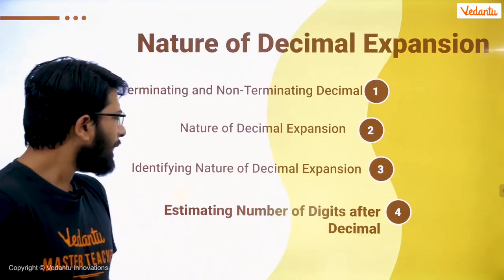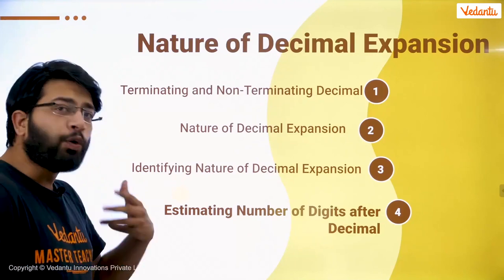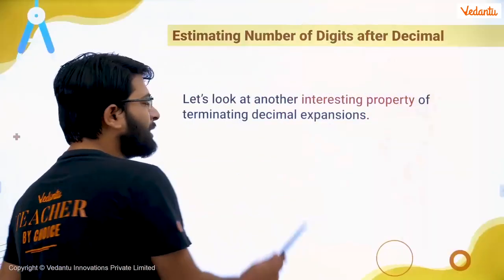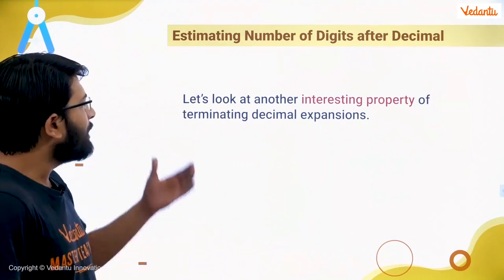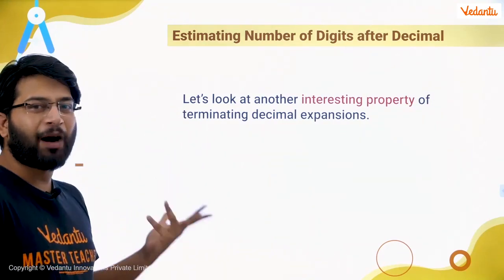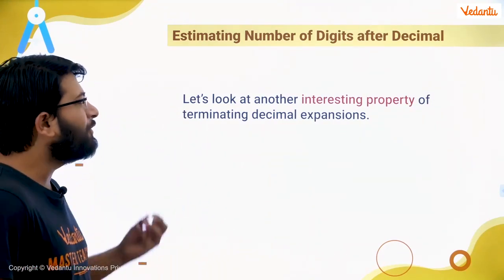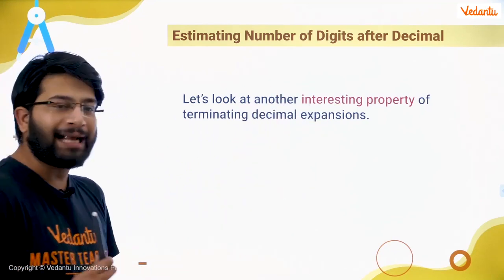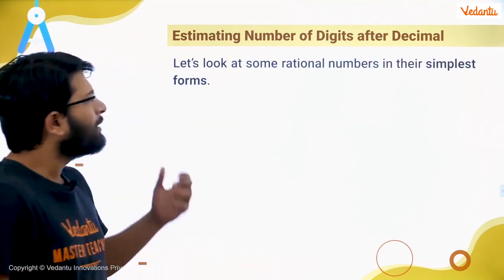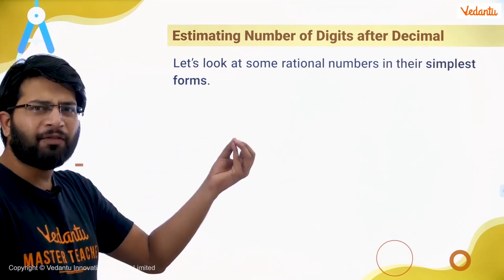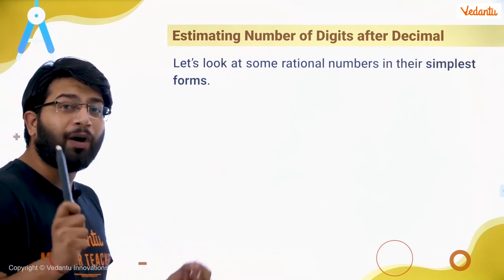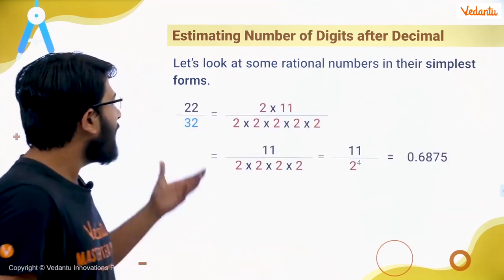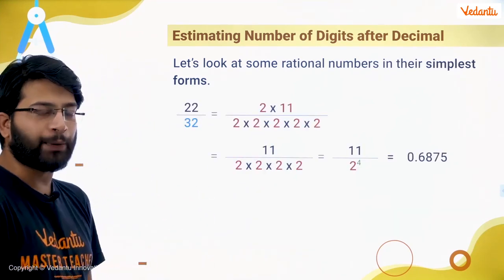Very good, champ. Now let's see how to find the number of digits after the decimal, in the case of terminating decimals. It's a very interesting property. So champs, let's see some examples. First of all, remember to convert every number to its simplest form. So now let's say we have 22 upon 32.